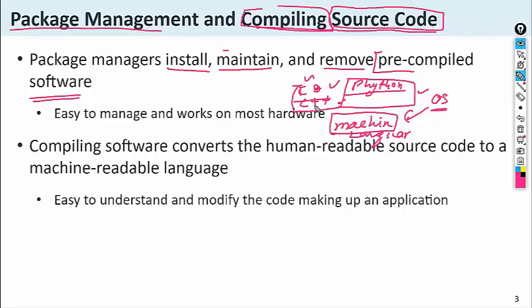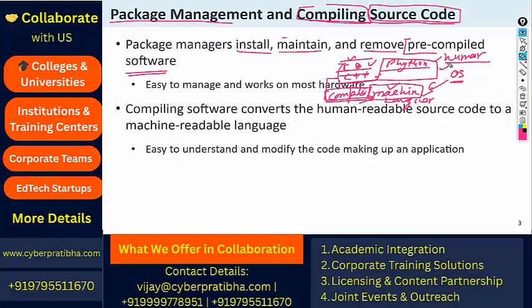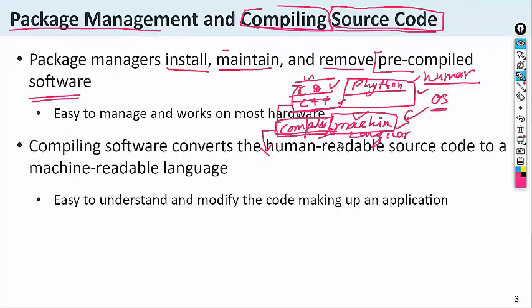So converting from a higher-level language to machine-level language is known as compiling. This is human readable, human understandable, and this is for the machine. The code written in C or other programming languages can be understood by humans and is human readable. But after compiling, it will run on the machine.